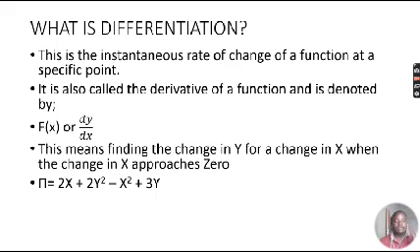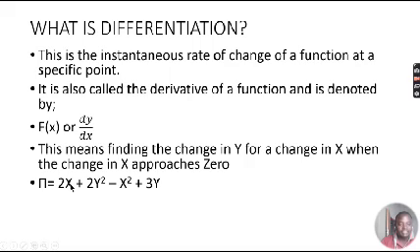For example, we have this profit equation, 2x plus 2y squared minus x squared plus 3y. Now, let's assume we are differentiating for x. We are trying to find the change that will happen in y. Or if we are differentiating y, we are finding the change in y that will happen for the change that will happen in x. So, finding that change, the instantaneous rate of change of a function at a specific point, is called differentiation.